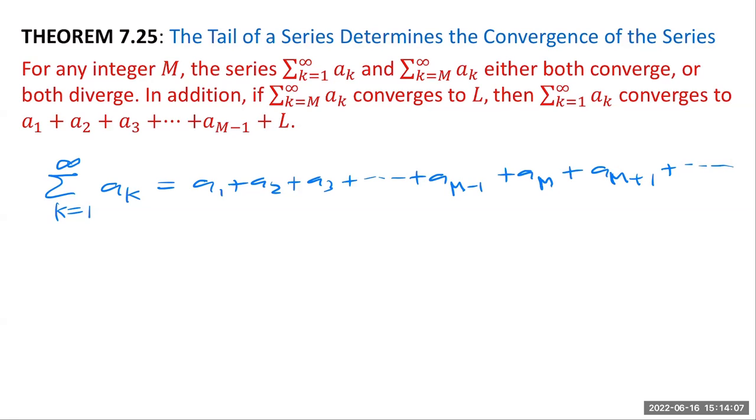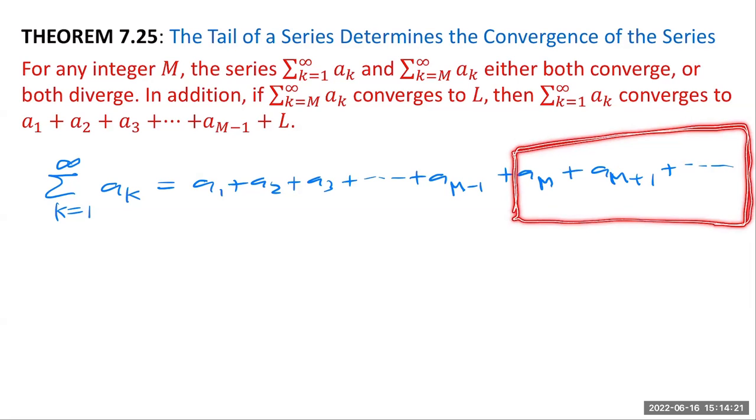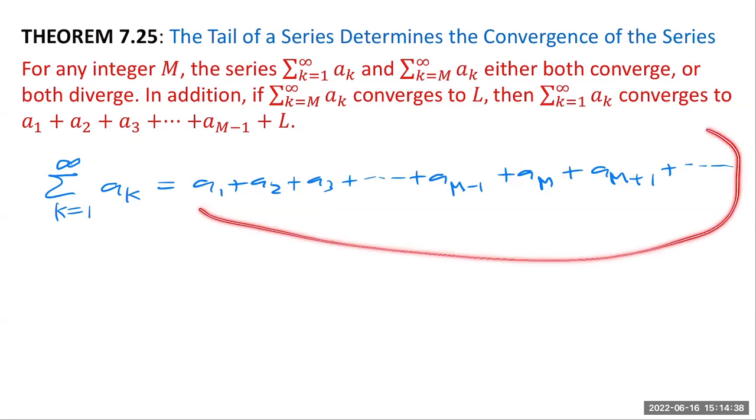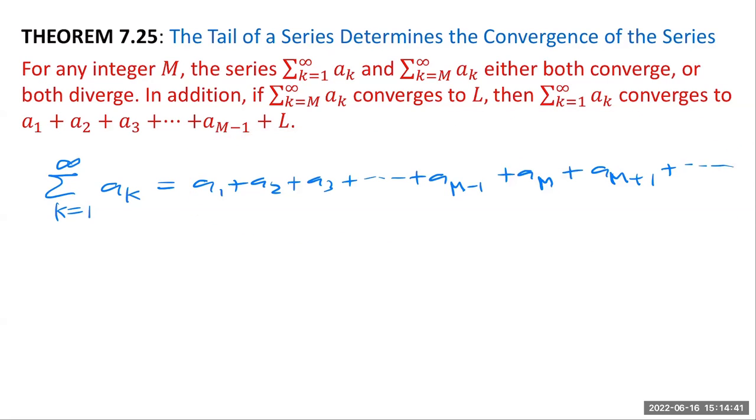This tells you that to determine the convergence or divergence of this entire series, it is enough to determine the convergence or divergence of the tail part of the series. This is the tail part. You take all the terms from am onward, including am. If you treat this part as a series and it converges, your original series should also converge. If this tail part diverges, your original series should also diverge. That's what this tells you.